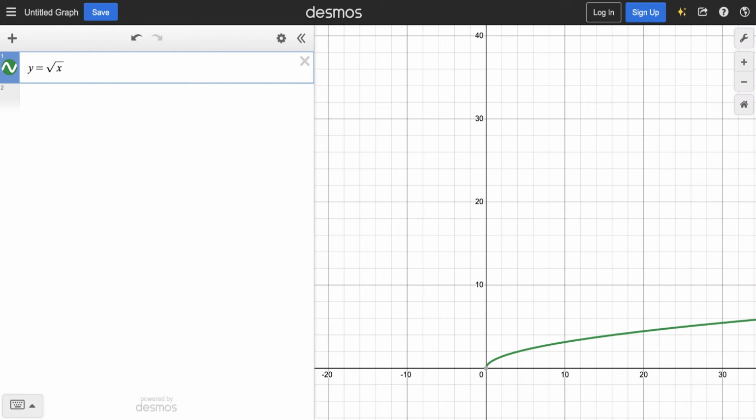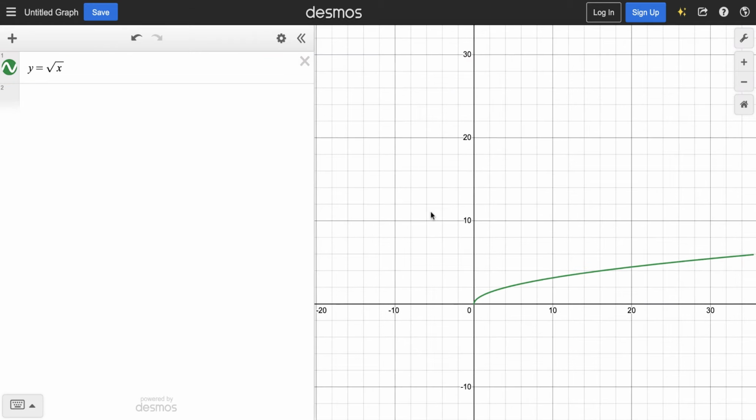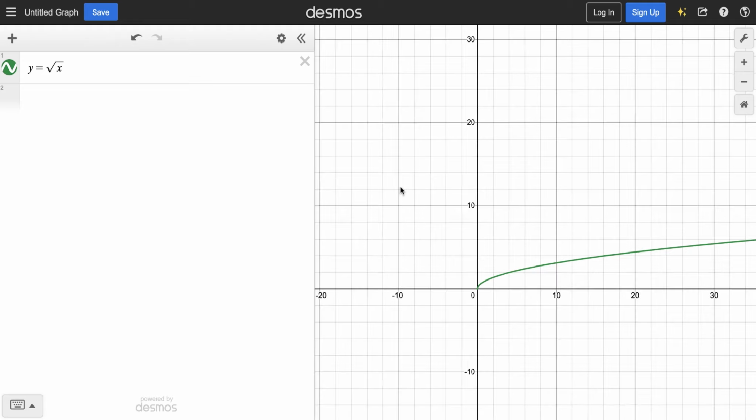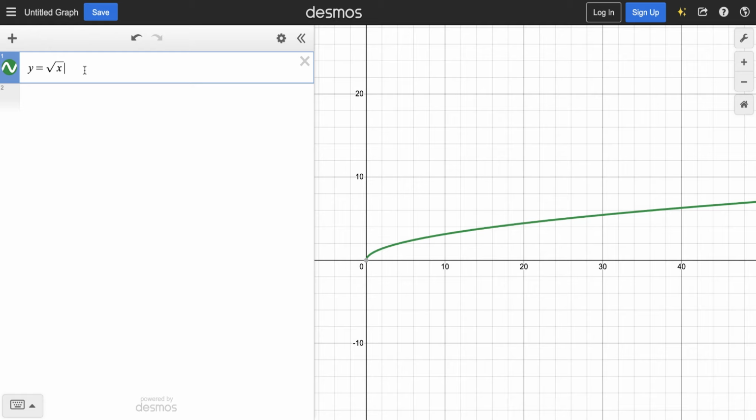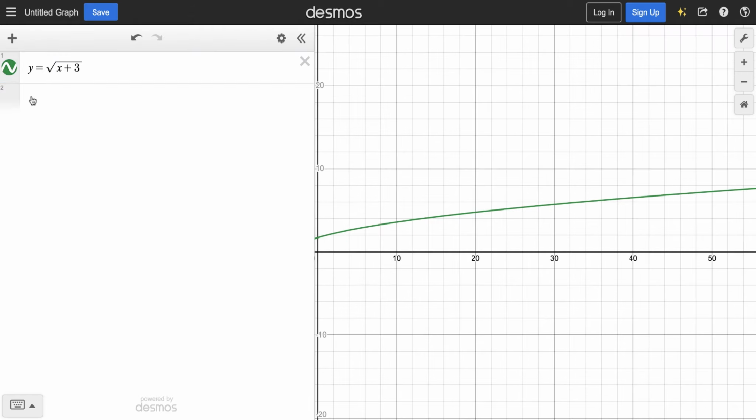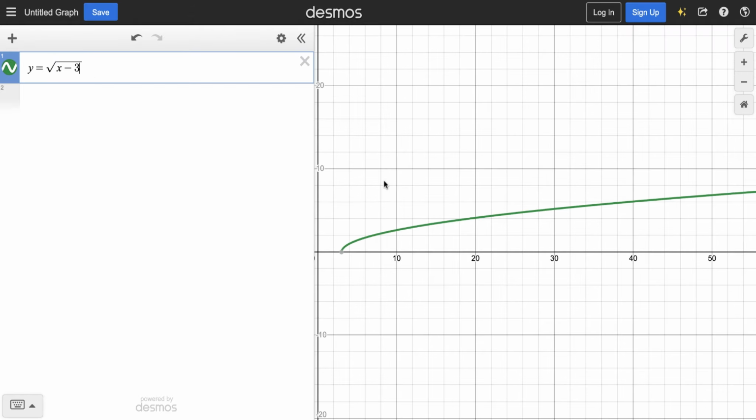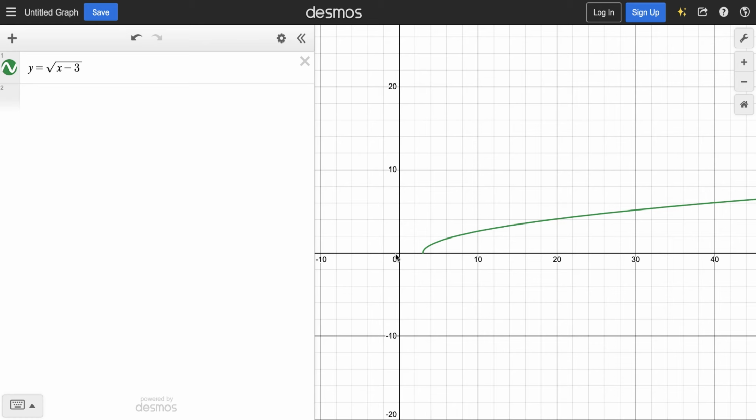Now let's say we have y is equal to the square root of x. Once again, the same thing applies for the square root function. If you add 7 to it, it moves up. Subtract 7, it moves 7 units down. If you add on the inside, it moves it to the left. And if you subtract on the inside, it moves it to the right. It moves 3 units to the right in this case.